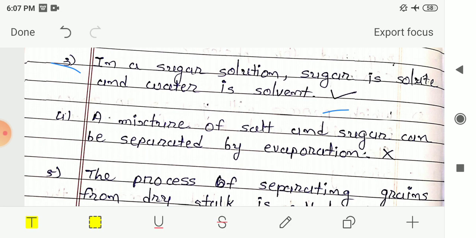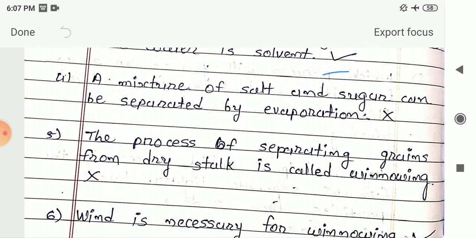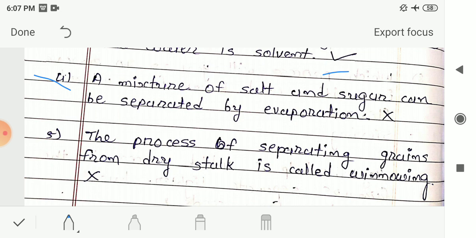Next, fourth number, a mixture of salt and sugar can be separated by evaporation. So here your answer is false. We cannot separate this salt and sugar mixture by the method of evaporation.